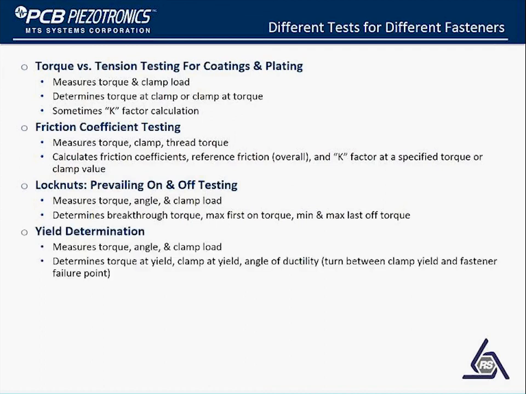We might even need to do yield determination, where we measure torque and angle and clamp load and determine how much torque it took us to reach the yield point. What was our clamp load at that yield point? We may even go farther to determine the angle of ductility, which is the turn between clamp yield and the fastener failure point.